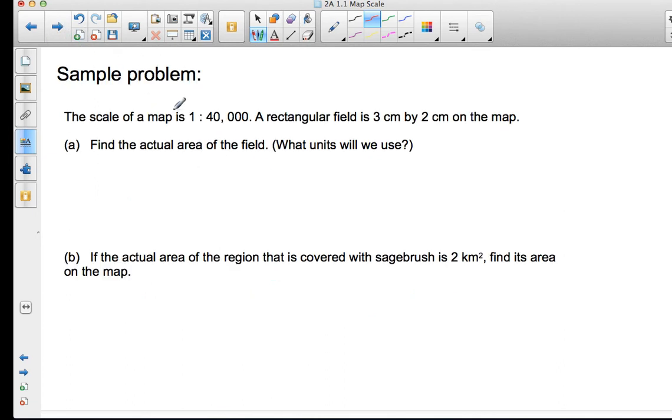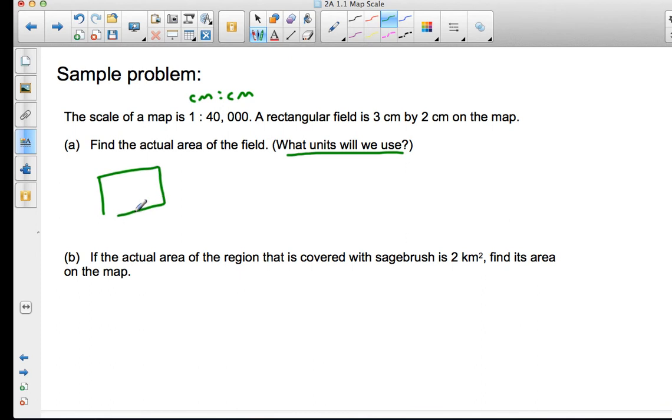Okay, so here's what we need to know. Scale of a map is 1 to 40,000. And remember, if you're not given a value, that it's usually 1 centimeter to 40,000 centimeters. A rectangular field is 3 centimeters by 2 centimeters on the map. Find the actual area of the field. So first you need to think about what units will we use.